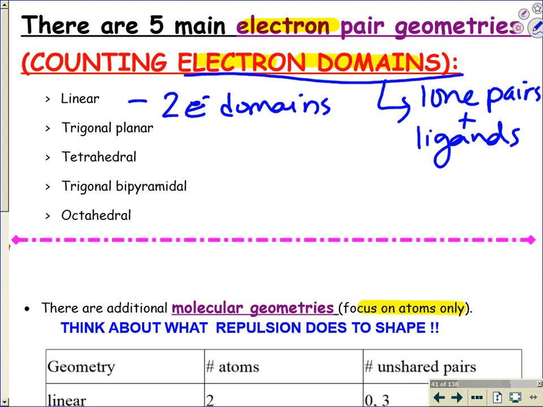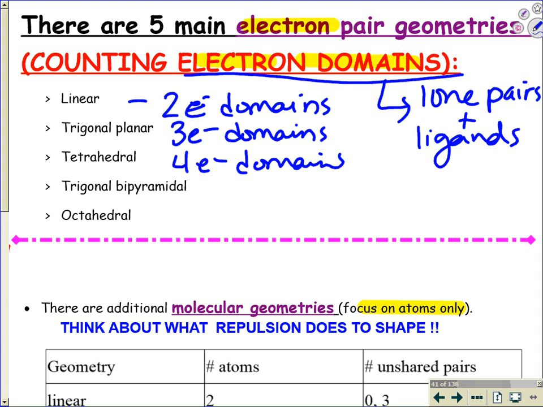And we will call that overall electron group geometry linear. So how many electron domains would a trigonal planar structure have? 3. So 3 electron domains. Doesn't matter if they're lone pairs or ligands, or double bonds or triple bonds. Those are all counted equally. That would be a trigonal planar structure. And then how many electron domains for tetrahedral? 4 electron domains. Next, 5 electron domains and 6 electron domains.